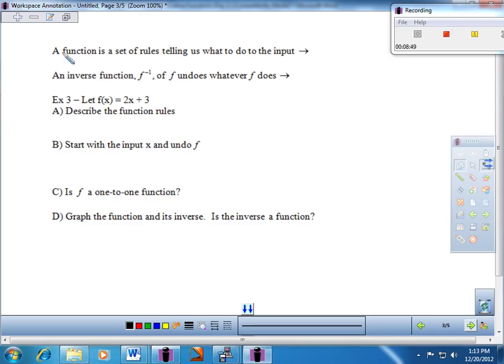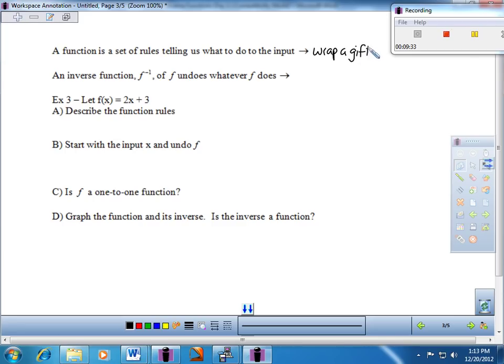So it says, a function is a set of rules telling us what to do to the input. The input goes in, the function manipulates it, out comes an output. So the analogy that I'm going to use here today is it's like wrapping a gift.